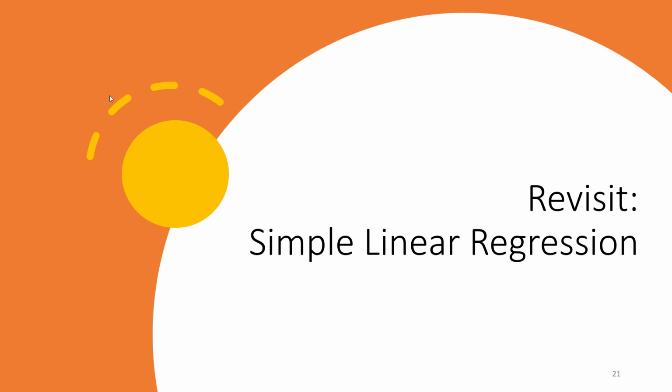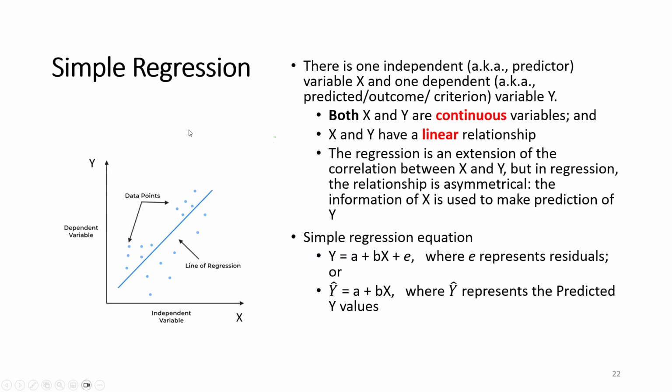Greetings, everyone. With a good understanding of correlation, we are ready to talk about regression. The simplest form of regression is simple linear regression, in which there's one dependent variable, y, and one independent variable, x. Both variables are on either ratio or interval scales, and they share a linear relationship. Sounds familiar? It's the same requirements for doing Pearson's r.